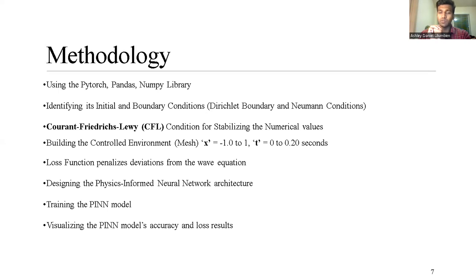So initially we've set it to 0, because it's a controlled simulated environment, the mesh, and the CFL, the Courant-Friedrichs-Lewy condition, is so that the numerical time step of the wave is small enough to match the spatial step size. As we said, the customized loss function penalizes the deviations of the PINN model while training. So the methodology also speaks about training the PINN model and visualizing the PINN model's accuracy and loss results.